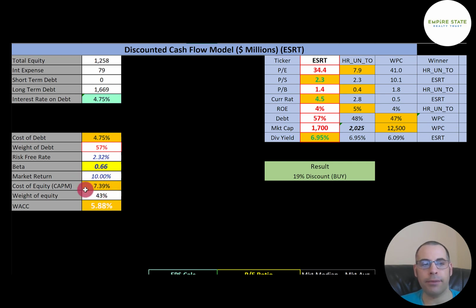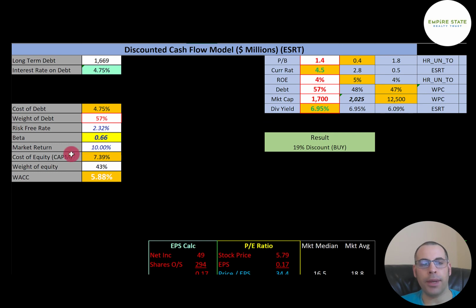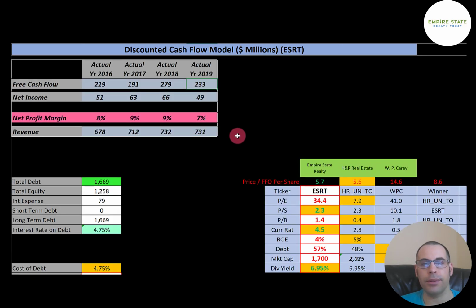The cost of equity is 7.39%, and we use the capital asset pricing model to figure that out. The beta is part of the capital asset pricing model, and the beta is how volatile the stock is relative to the market. The market as a whole has a beta of 1. This has a beta of 0.66, so it moves less than the market, so it's less volatile. The lower the beta, the lower the cost of equity. Their WACC is 5.88%, which is a blend of the cost of debt and cost of equity, and that's the discount rate we're going to apply to the future cash flows.